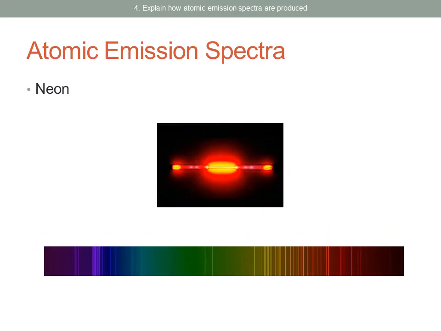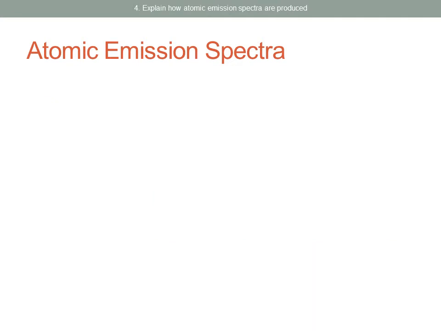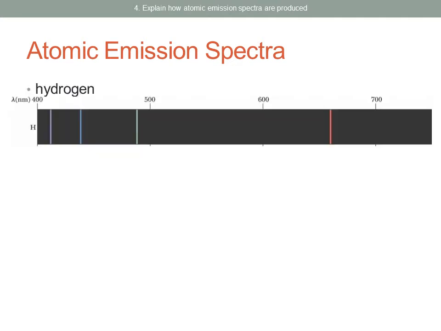Here's neon. Notice neon happens to glow red. That's why neon lights are called neon lights, as the first ones contained neon. And the reason why it looks red is there's all sorts of red wavelengths or frequencies being emitted. You can see that here in the emission spectrum.